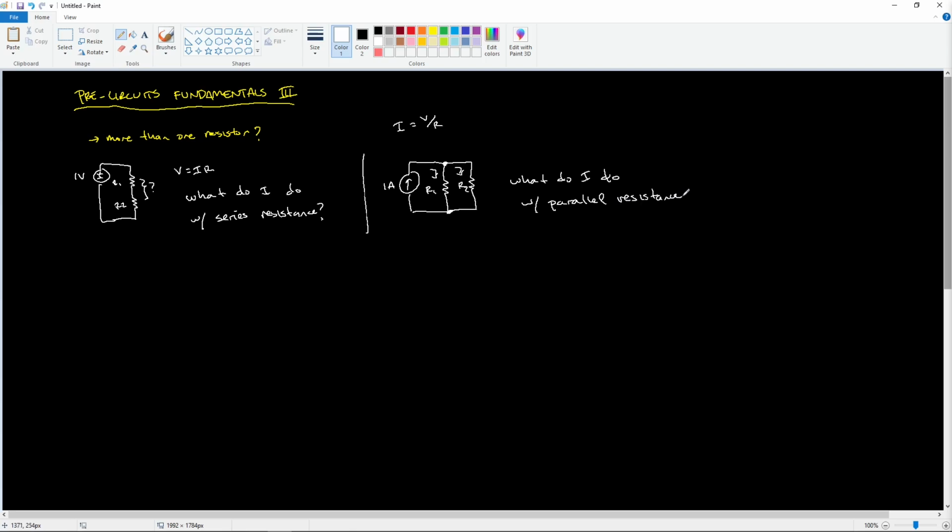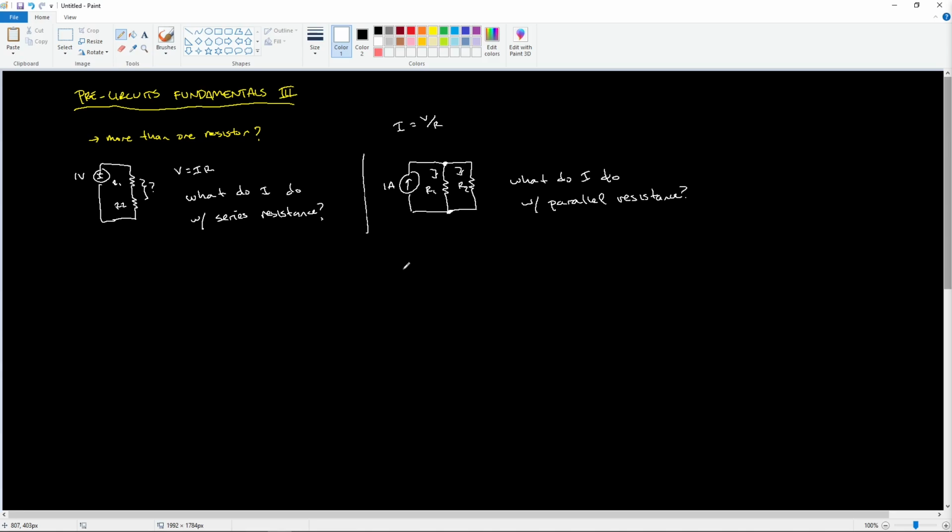right? So there's two things. We can have resistors in series, or we can have them in parallel. There are two other things that resistors can be in some configuration, Y and delta, though we're not going to talk about that. It's not very important for now. Right, and so how do we deal with these?